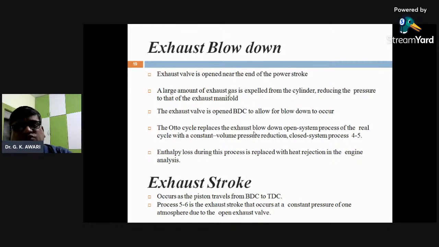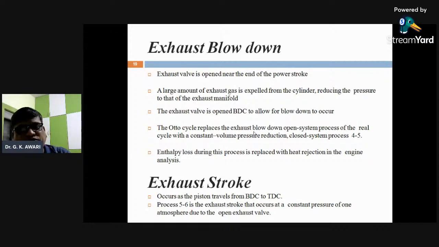The exhaust valve is opened before BDC to allow for blowdown to occur, and the Otto cycle replaces the exhaust blowdown open system process of the real cycle with a constant volume pressure reduction, the closed system process 4-5. Enthalpy loss during this process is replaced with heat rejection in the engine analysis. And the final stroke is the exhaust stroke, which occurs as the piston travels from BDC to TDC.